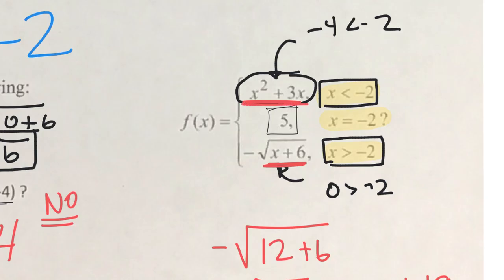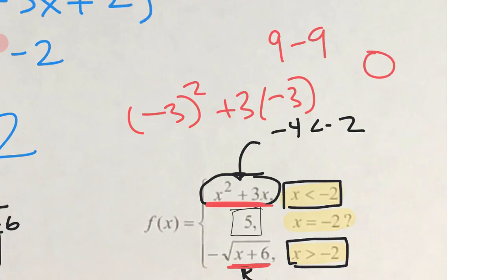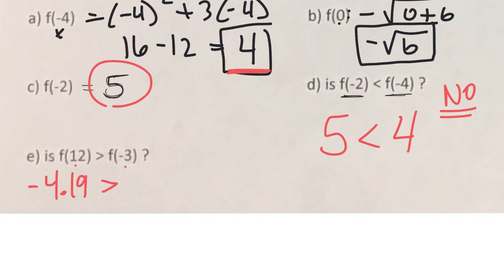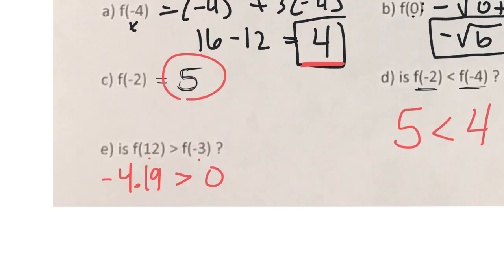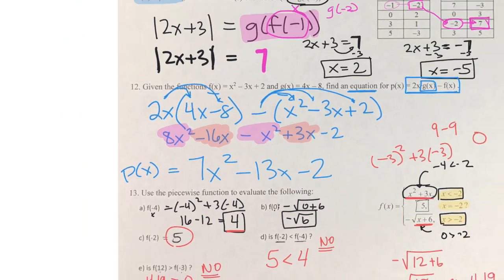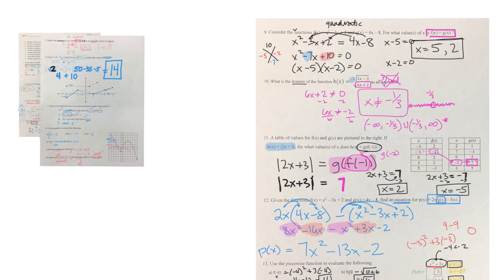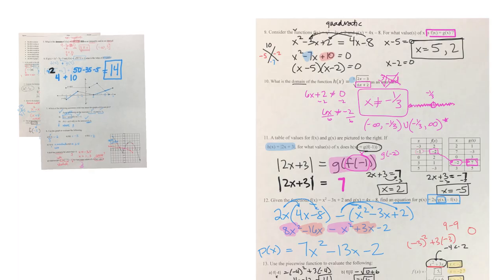Which means we're going to use this guy. Negative 3 squared plus 3 times negative 3 is 9 minus 9, which is 0. Okay, so is negative 4.19 greater than 0? And the answer is no. So with piecewises, you have to use the equation that matches up with your constraints. Right? It has to fit into that bubble, if you will. It has to be able to be matched up.